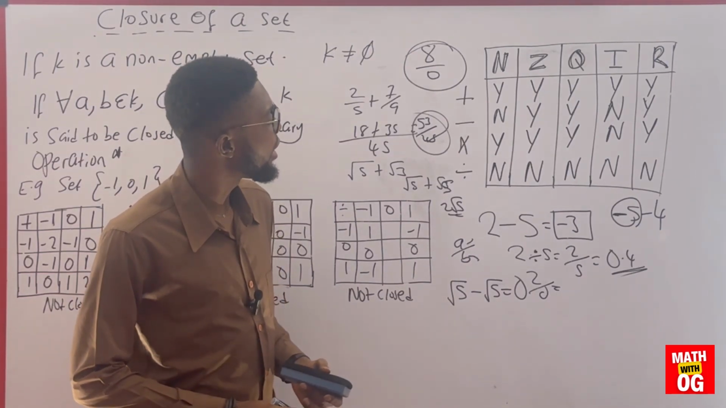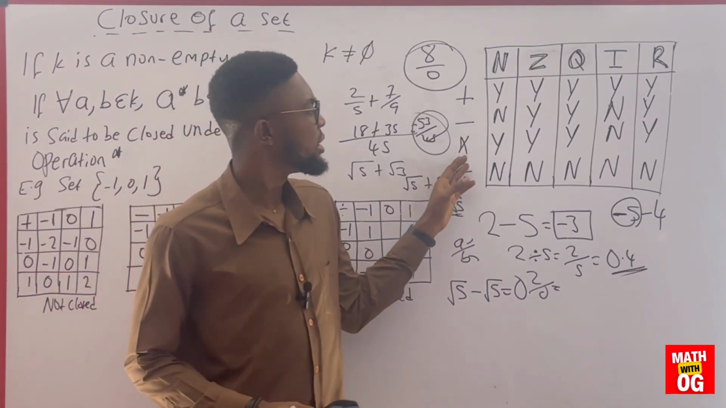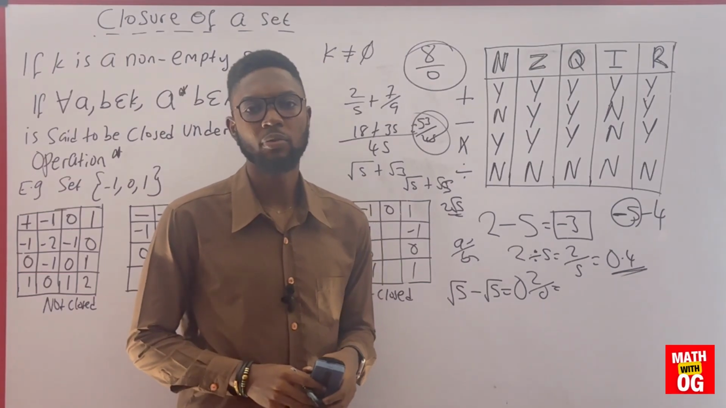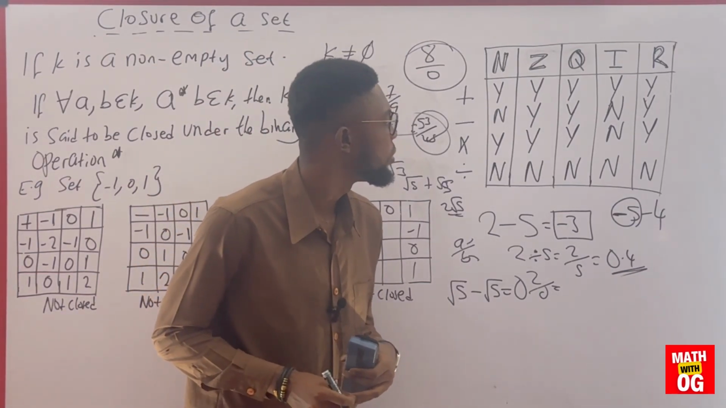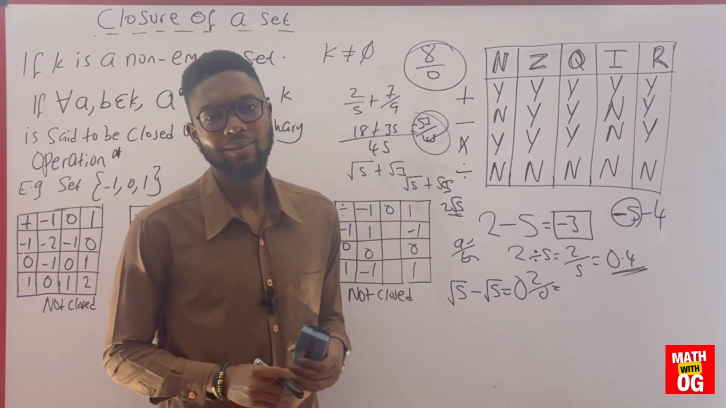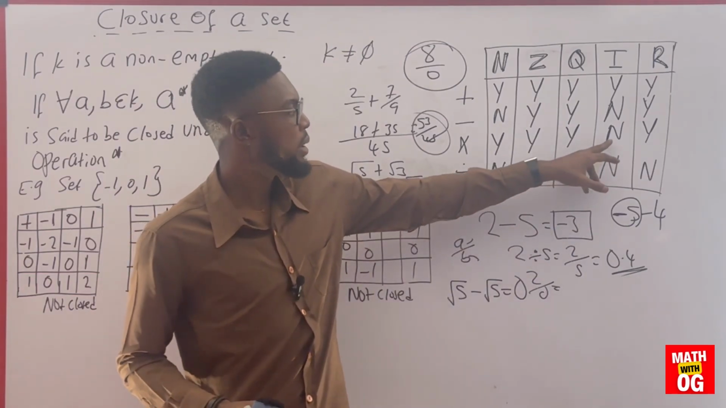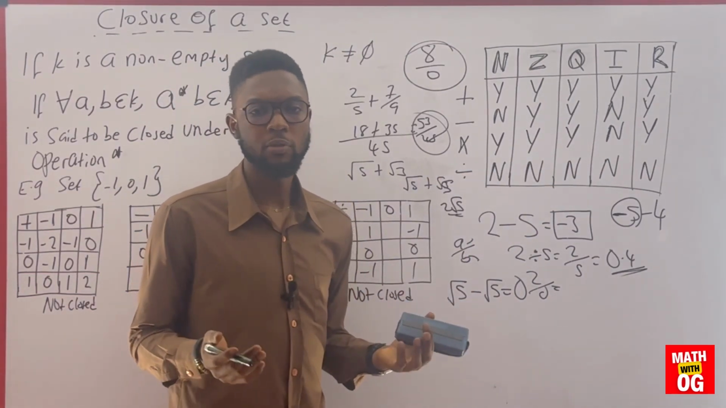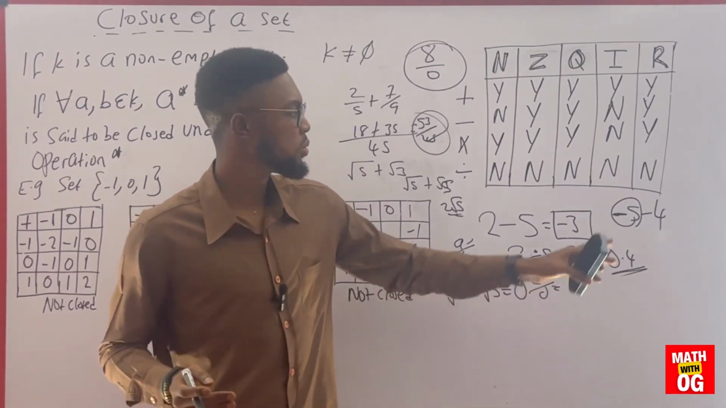Then you have multiplication. Is it closed? The answer is no. Root 5, an irrational number, multiplying root 5, another irrational number, will give you 5, which is a rational number, making this a no. Division, is it closed under division? No. Root 5 divided by root 5 will give you 1, and 1 is a rational number, so this is no.